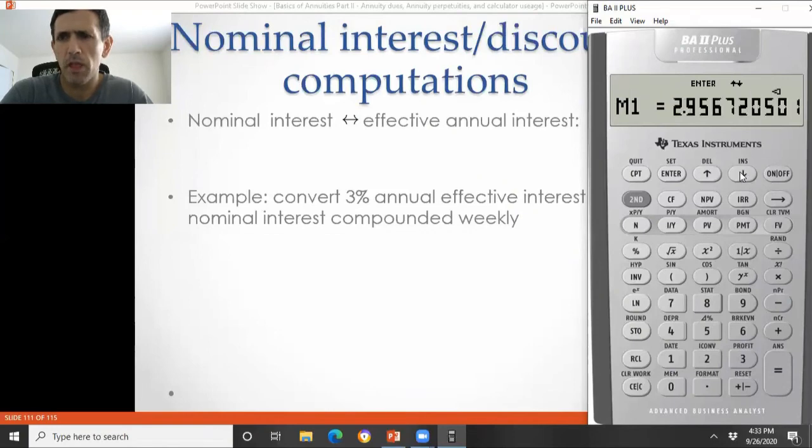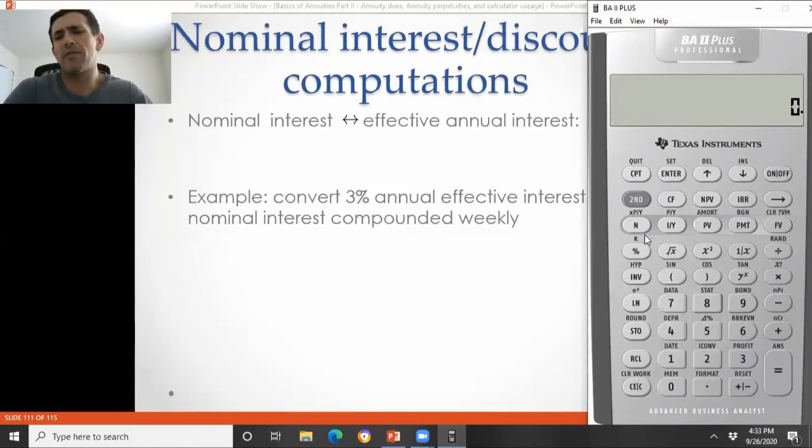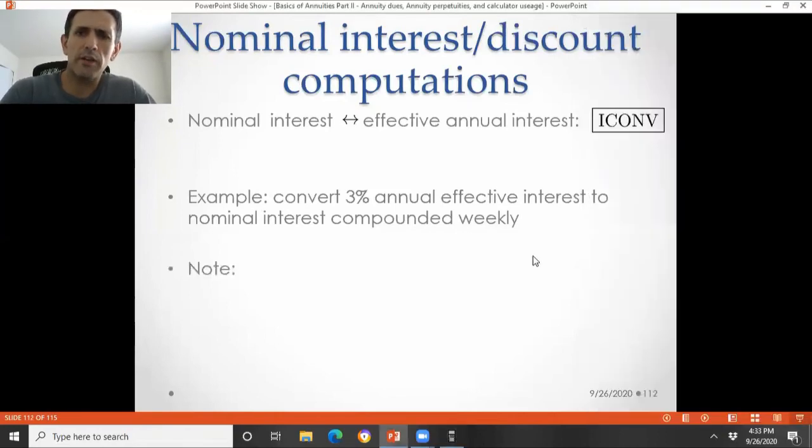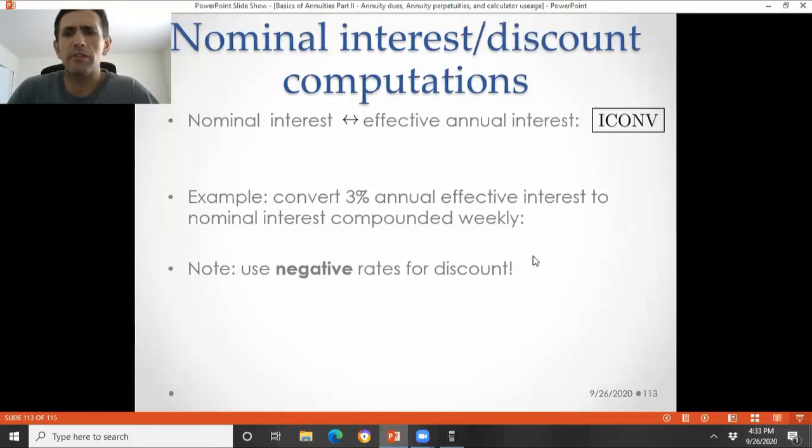Right, so it's 2.9567205. I think they might have been a tiny bit different from rounding, but yeah, we get the correct answer. Okay, and last but not least, you just use negative rates for discount.